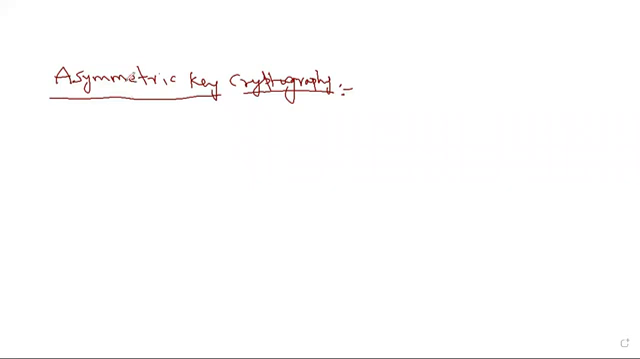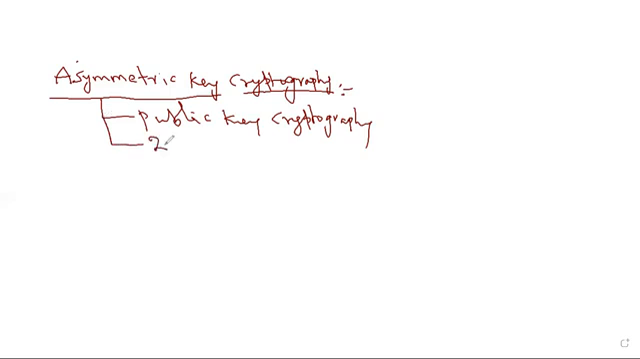Asymmetric means not the same, and another name for asymmetric key cryptography is public key cryptography. And one more name is two key cryptography, because here we are using two keys.